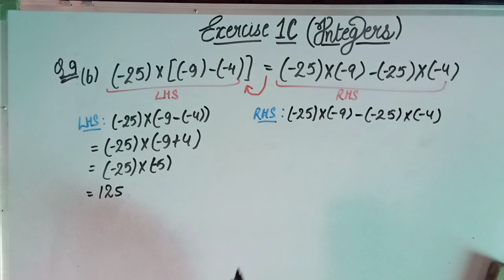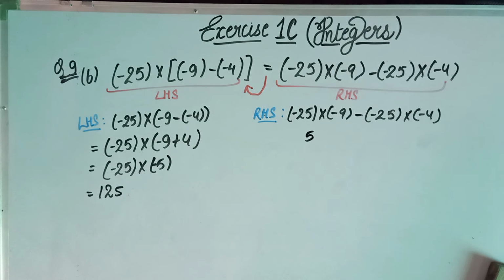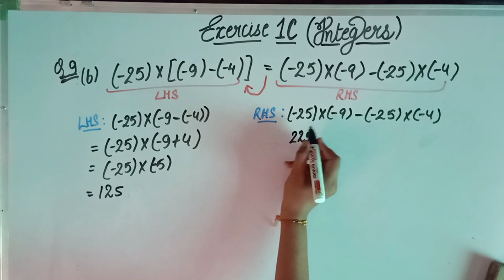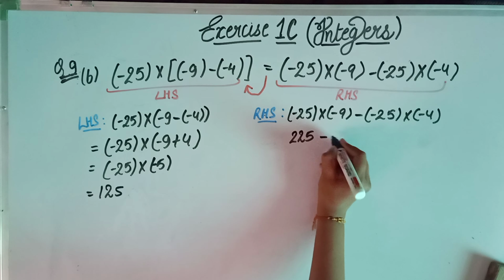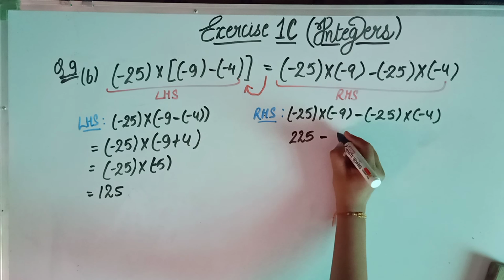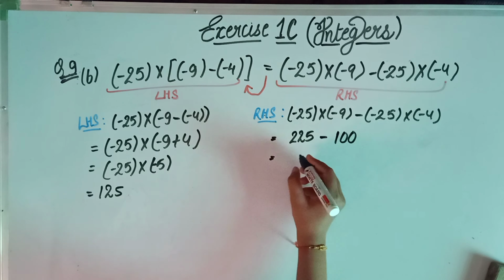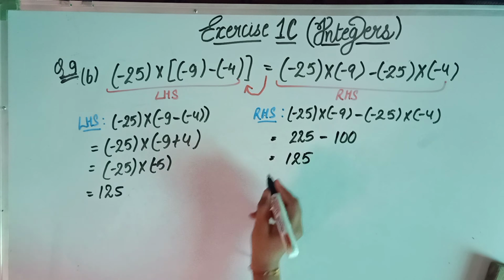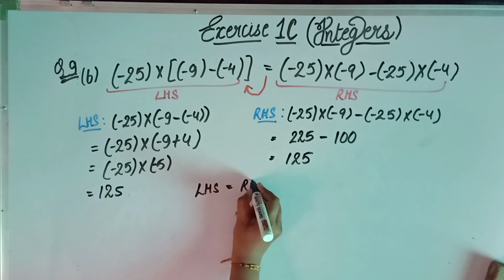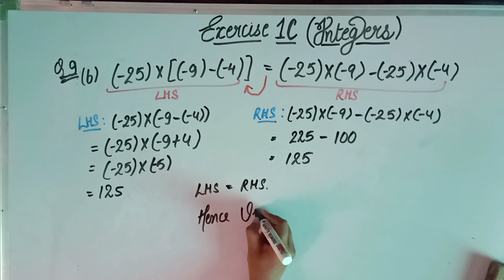Okay, so now we are going to multiply this. So 5 nines are 45, 9 twos are 18, plus 4 is 22. So here we have 225, whereas minus minus plus. So now 25 fours are 100. Okay, whereas minus minus plus. So after subtracting these numbers we will get 125, which is positive. So again we can say that LHS is equal to RHS, hence verified.